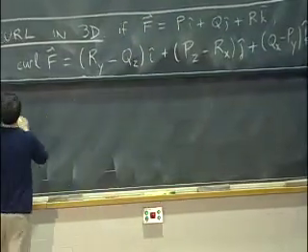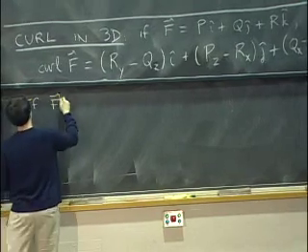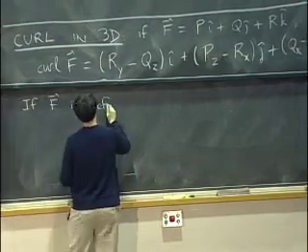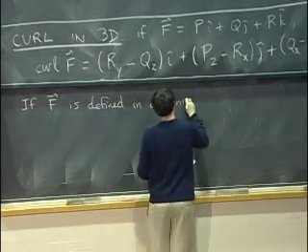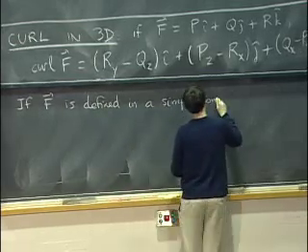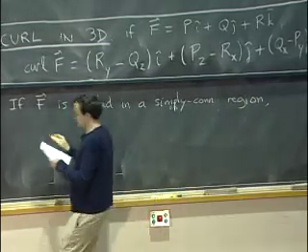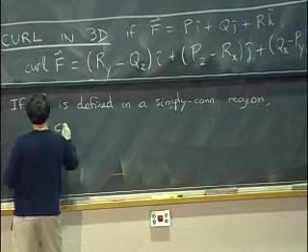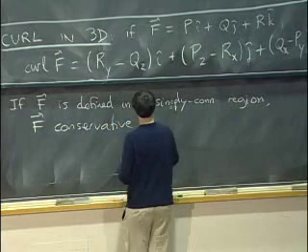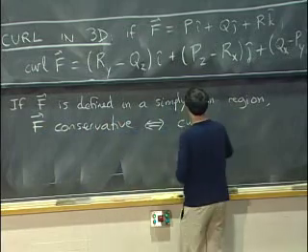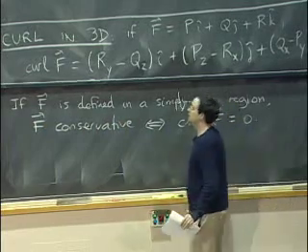So by construction, if F is defined in a simply connected region, then we have that F is conservative if and only if curl F is 0. Okay?